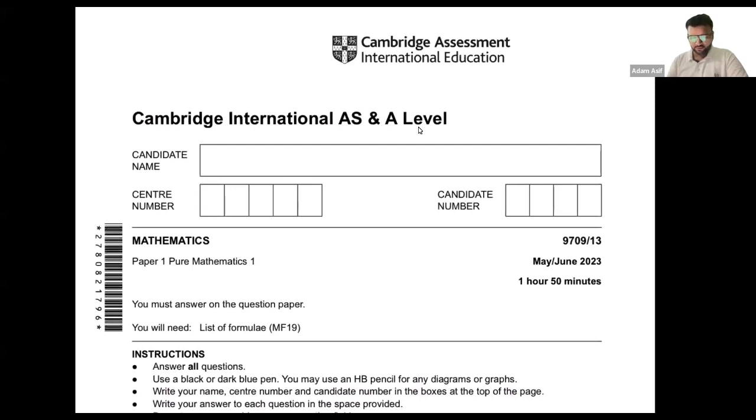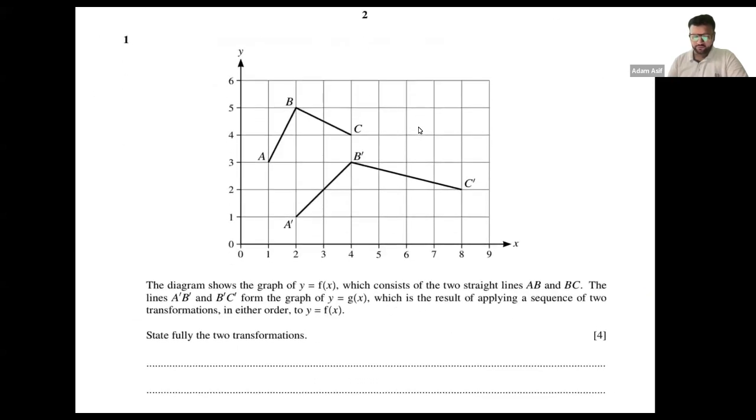Hi, in this class, we are going to be solving May-June 2023 variant 1-3. The first question is: the diagram shows the graph y equals f of x, which consists of the two straight lines AB and BC. The lines A' B' and B' C' form the graph of g of x.